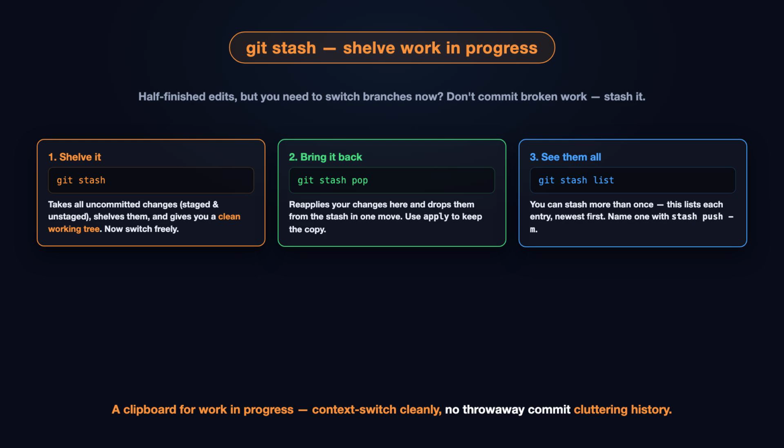If you want to keep the stash around after applying it, use git stash apply instead of pop, and drop it later with git stash drop. You can also give a stash a name with git stash push -m and a message, so future you knows what it was. And because you can stash more than once, git stash list shows every entry, most recent first. Think of it as a clipboard for work in progress, git stash to set aside, git stash pop to bring it back. It is the clean way to context switch without a throwaway commit cluttering up your history.